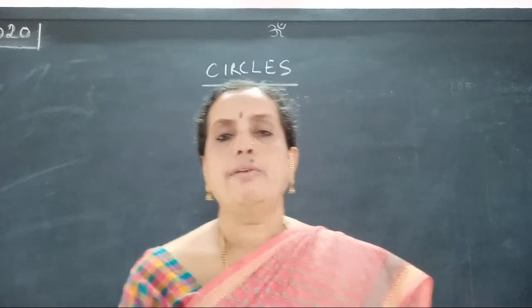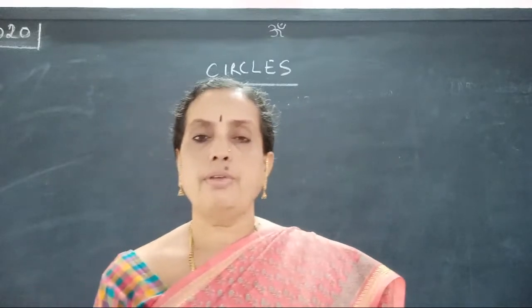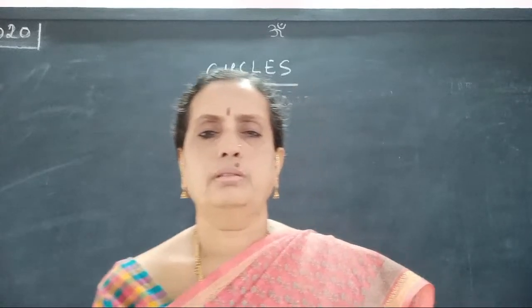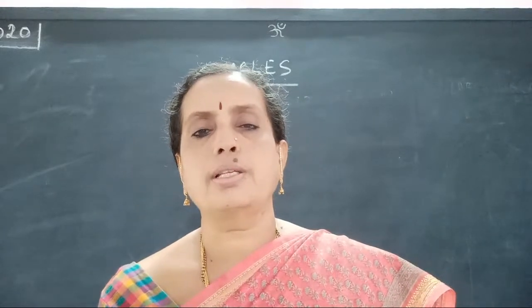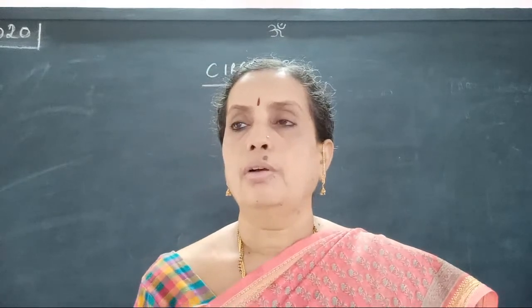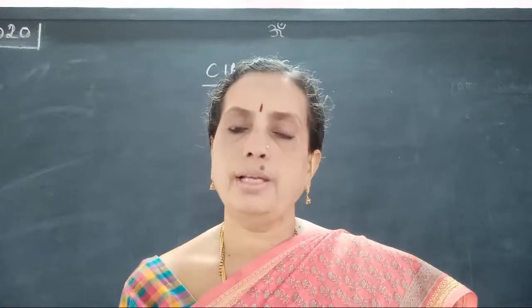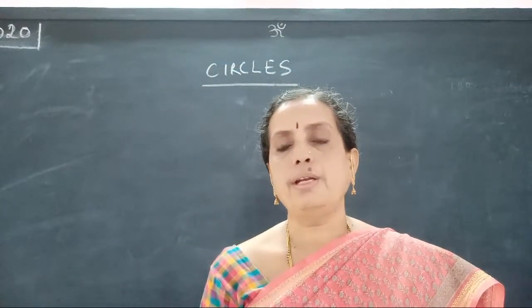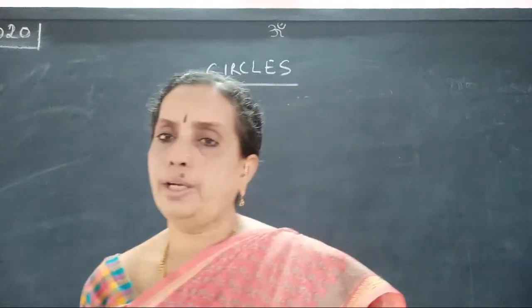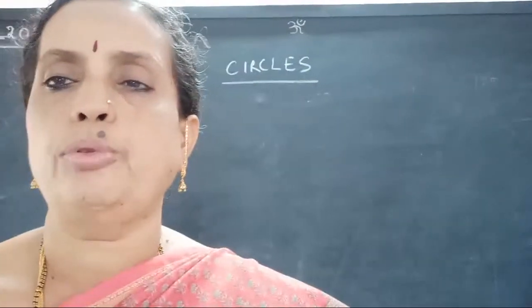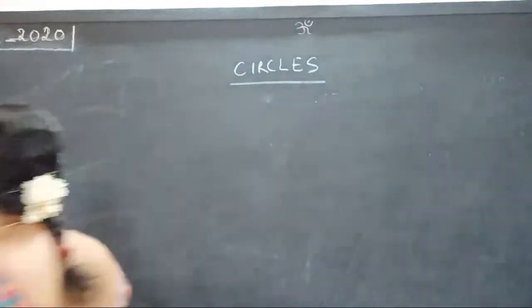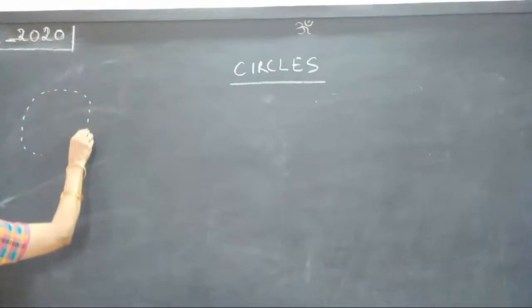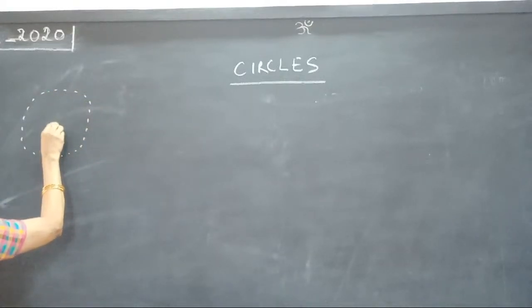And further, when we go to higher classes, we define that a circle has no corners and sides. Then in higher classes, we define a circle as a set of points which are equidistant from a fixed point. How will you get that concept through a figure? I will show you. Like this, a circle is a set of points which are equidistant from a fixed point.